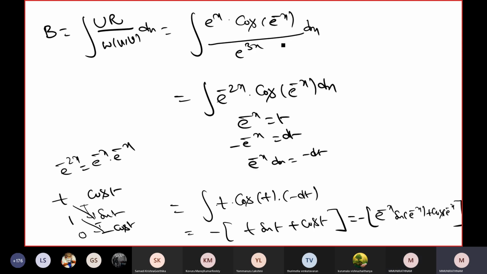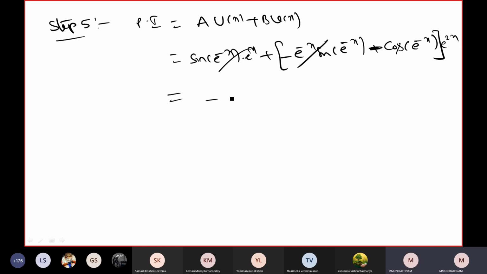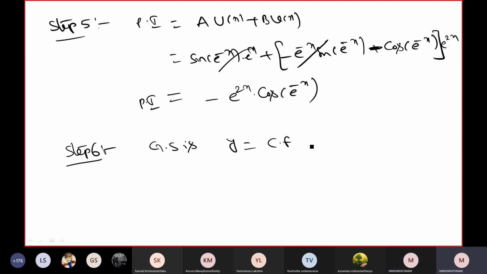B is minus e power minus x sin e power minus x minus e power minus x sin e power minus x plus minus cos of e power minus x. V అంటే e power 2x. I think these both are cancelled, right? Minus e power 2x into cos of e power minus x. అంతేనా? PI అంతేనా? Yes, sir. Step 6. General solution is y equal to CF plus PI. CF అంటే ఏంటి రాయండి, PI అంటే ఏంటి?